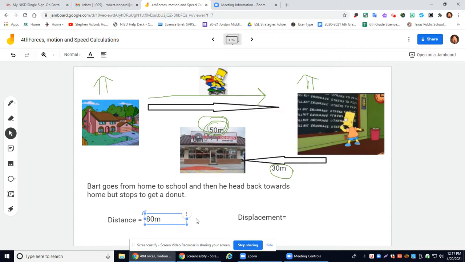Next question, what is his displacement? In other words, how far is he from where he started? 20 meters. Okay, so what they're asking is how far is he from where he started? So if he had to get from the donut shop back to home, how far does he have to go? What is his displacement? Okay, and that would be 50 minus 30 is 20 meters. That's how far. So distance is the total distance covered, whereas displacement is how far are you from where you started. Okay, easy enough.